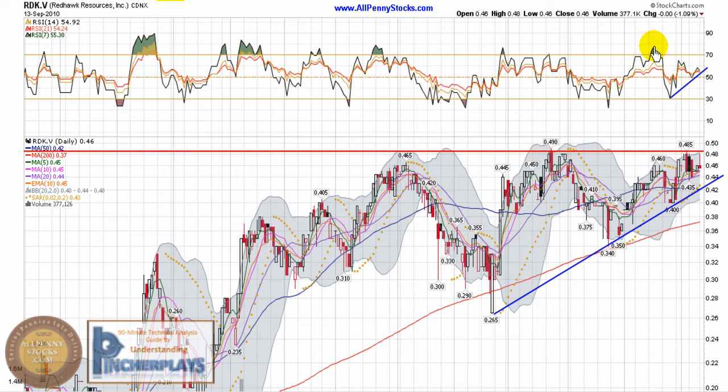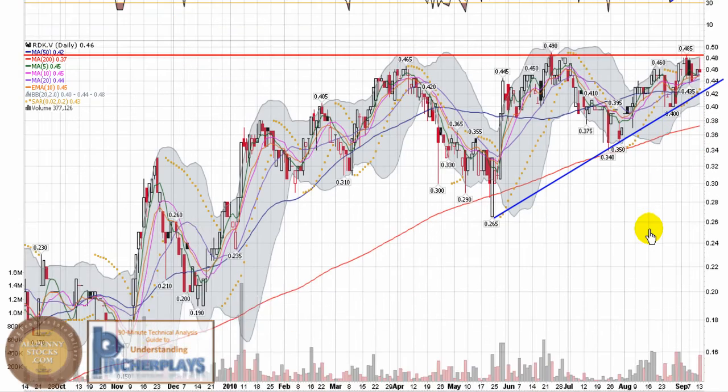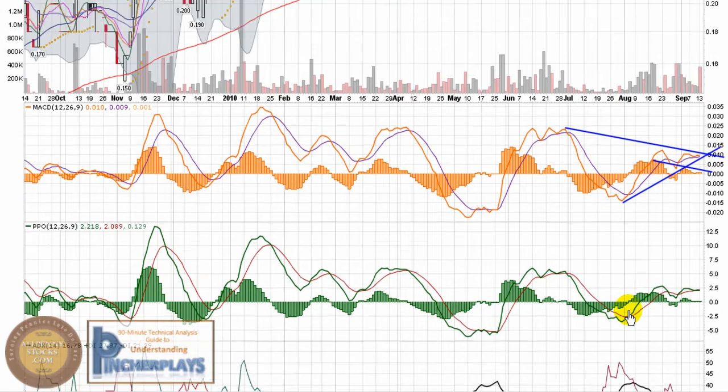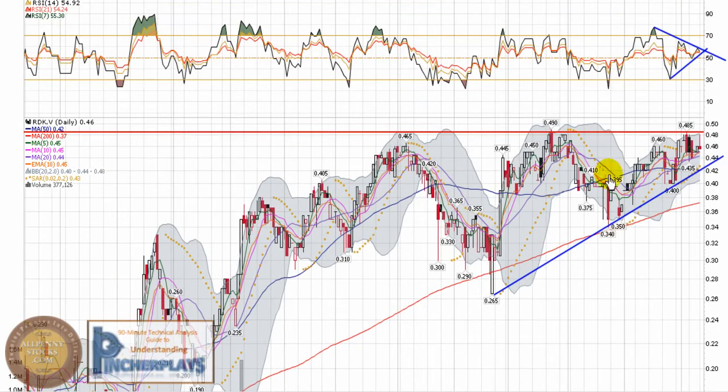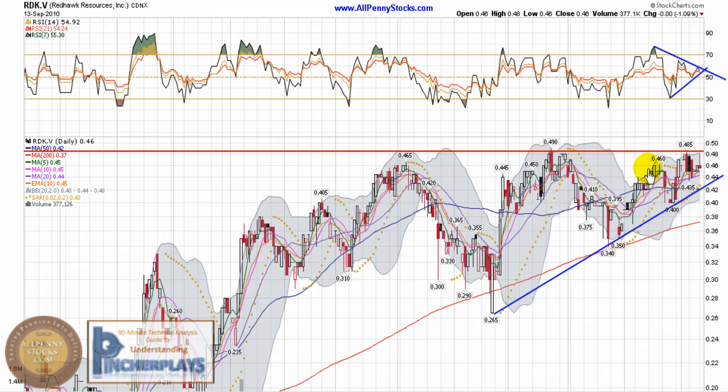This is a great chart to show what happens sometimes when it's decision time. You can see it's in a bit of a triangle pattern, getting pinned right into a corner where it has to make a decision here in the near future. And it's reflected a lot of times in the indicators where they get triangles, they get wedges going on, some strong trend lines that all need to be broken. And RDK is not any different.